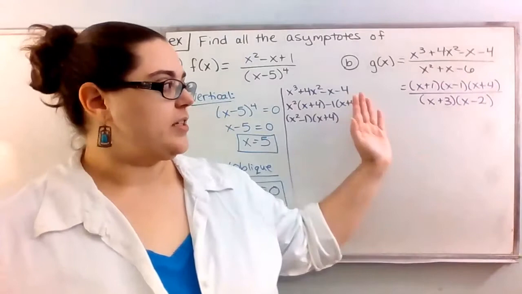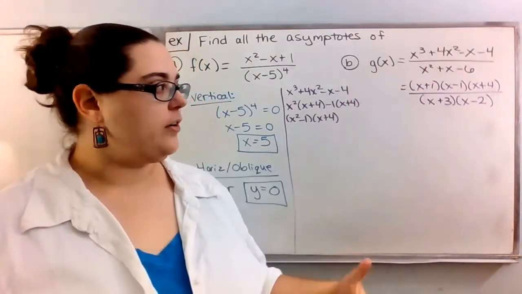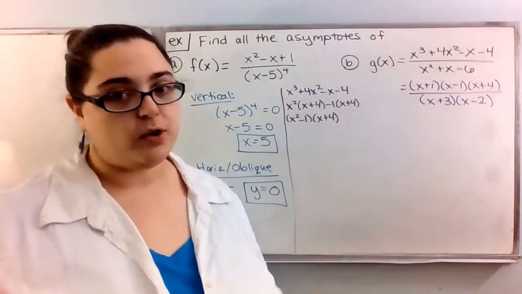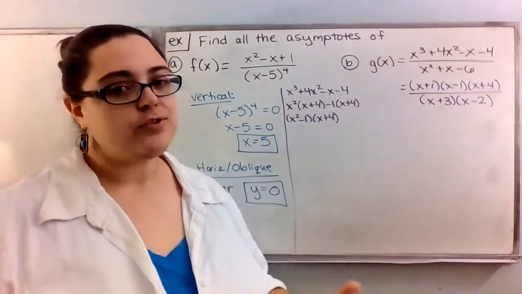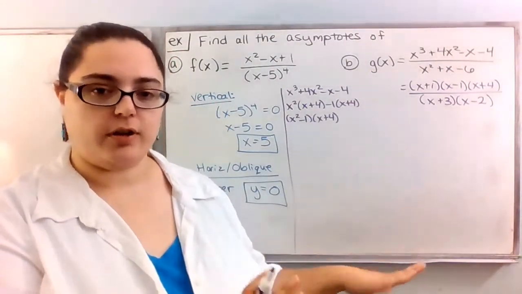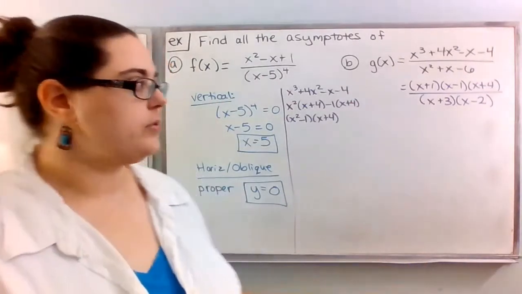Great, so this one is in factored form, and I noticed that the top and the bottom don't have any factors in common, so it's not going to simplify anymore. So that means we can go ahead and find our vertical and horizontal or oblique asymptotes.